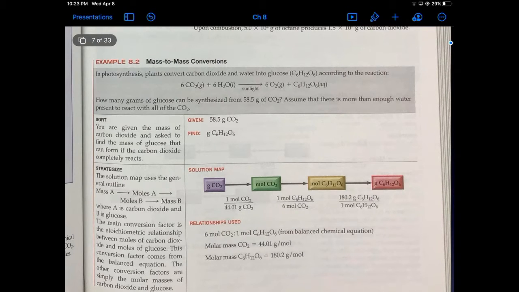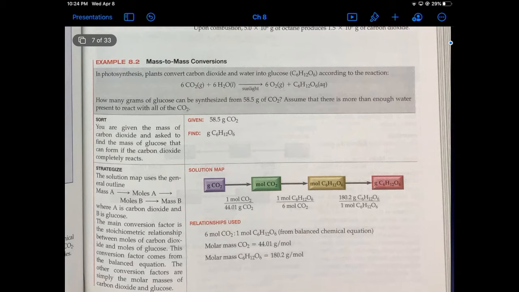How many grams of glucose, though? How many grams of glucose could you weigh on a scale? Or how much of it could be synthesized or produced, however you want to say it, from 58.5 grams of CO2? 58.5 grams of CO2. Now, the last problem we just did, we discovered that half a kilogram of gasoline would make 1,500 grams of CO2. Here we want to know, just taking 58.5 grams of that CO2, how much sugar would we get out of that? Like, how many grams of glucose would the plant be able to make?